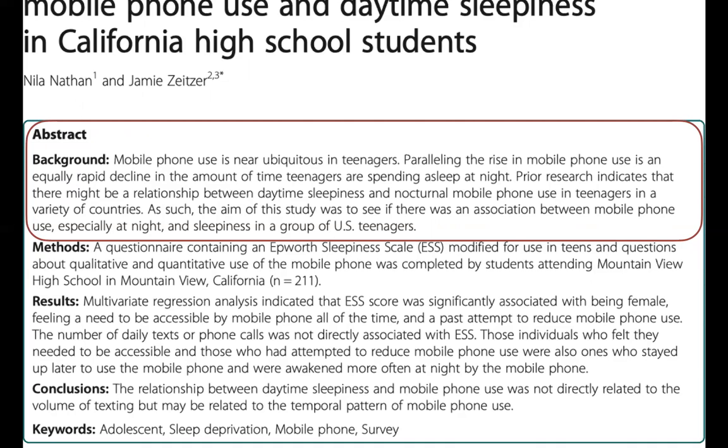Okay, how about the second one? Paralleling the rise in mobile phone use is an equally rapid decline in the amount of time teenagers are spending asleep at night. So what do you think of it? So paralleling the rise is an equally rapid decline. So see, the author tells us something about a problem there, right?